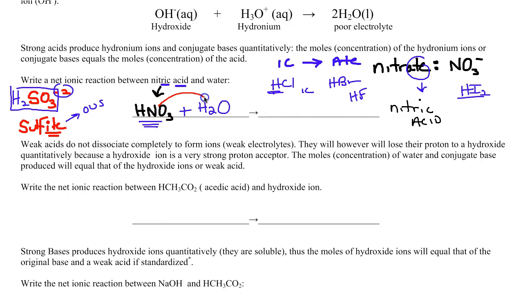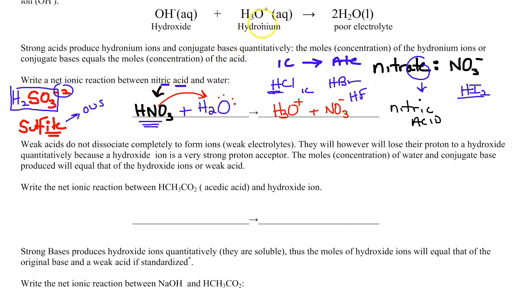So obviously, it's going to protonate the water. And by the way, water does have two lone pairs. Remember, an H plus loves a lone pair, right? So this is going to become H3O plus. And what's left over is you're going to have the nitrate ion. That's the conjugate base.